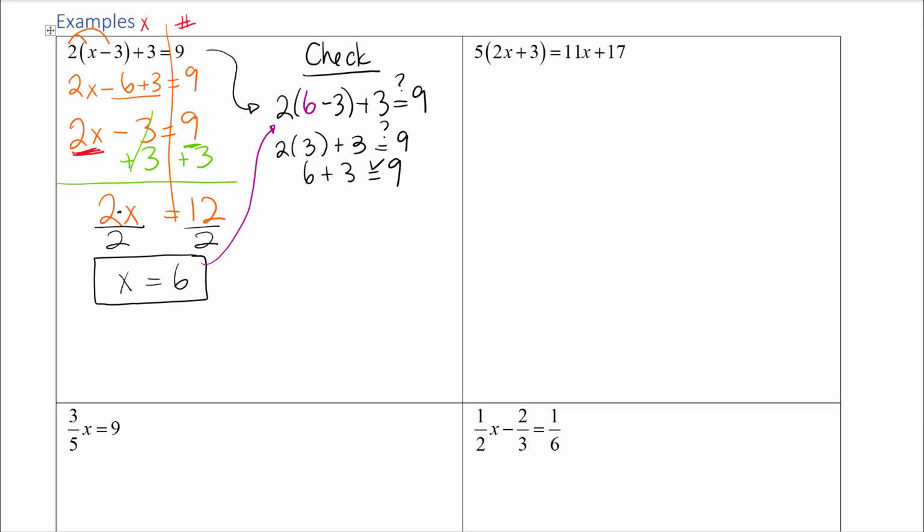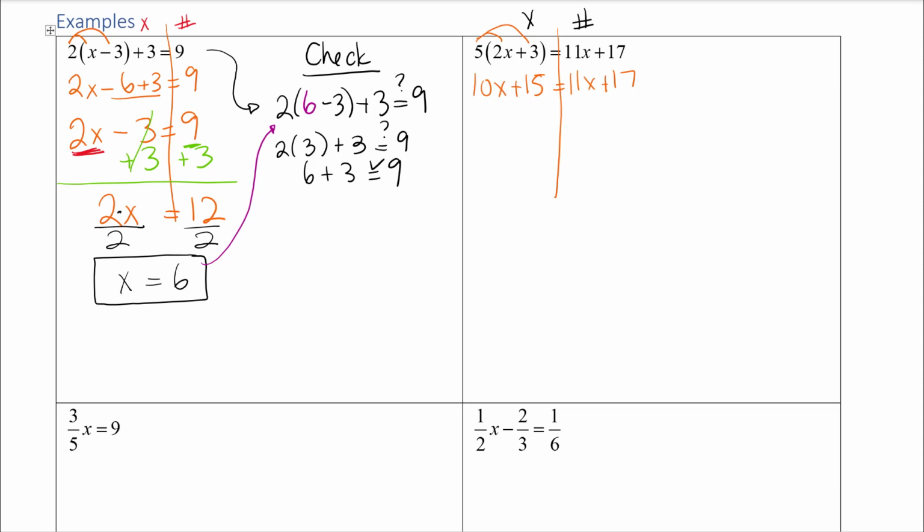Let's try another problem. First step is distribute and combine like terms. So I have a distribute on the left, so I have 10x plus 15 equals 11x plus 17. There's nothing to combine on the left, or nothing to combine on the right, so step 1 is done. Step 2, there's no fraction, so I'm going to skip it. Step 3, get the variables on one side and numbers on the other. Like I said earlier, it's best if you label, like x's on the left and numbers on the right, because if you don't label, then sometimes halfway through the problem you kind of forget what you're doing, and then you redo work that you've already done.